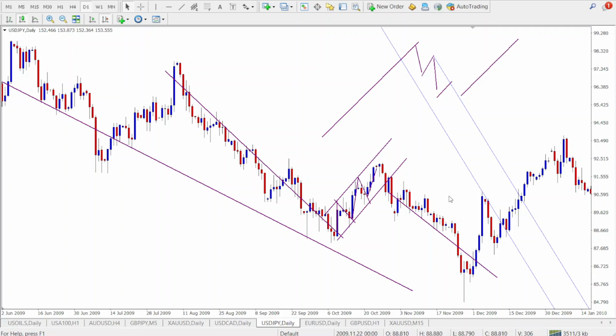Now flag patterns work best in trending markets. So always check the bigger picture before trading them. Now let's talk about how to spot, confirm and trade flag patterns effectively.